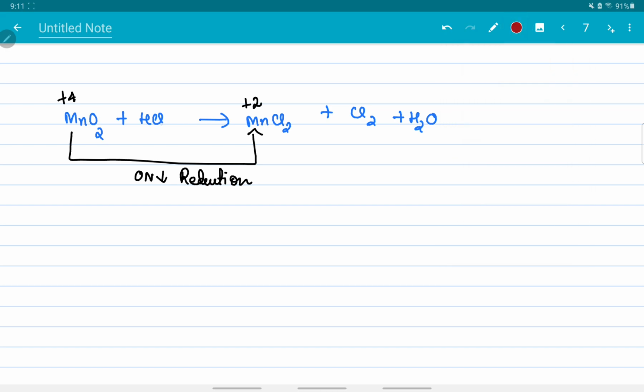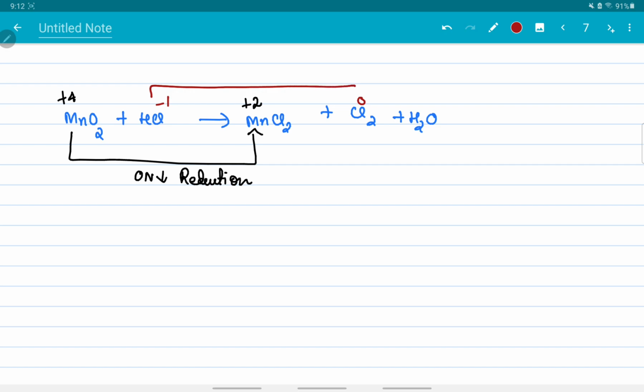Now let's check for this Cl over here. In this Cl, if you take Cl as x and the hydrogen's oxidation number is plus 1, this becomes 0, that is x is equal to minus 1. So here this Cl has minus 1, and in this case Cl is diatomic, so it will have 0 oxidation number. All the diatomic atoms will have 0 oxidation number.